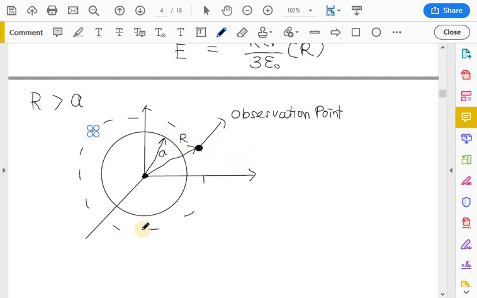Okay, so this one is your sphere. You have the rho v, and the radius of the sphere is A. Okay, now you want to find the formula for the electric field when the observation point is greater than the radius of the sphere. Right? Okay, you can try.